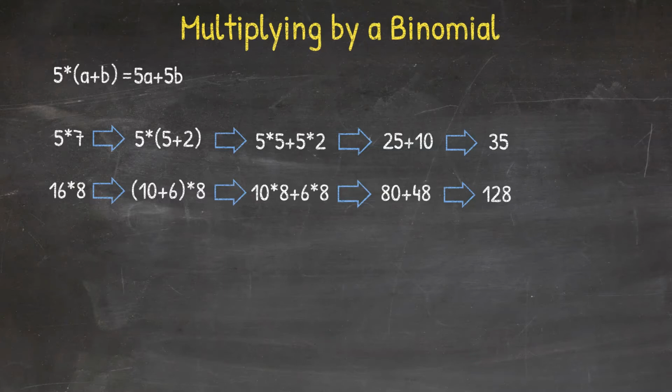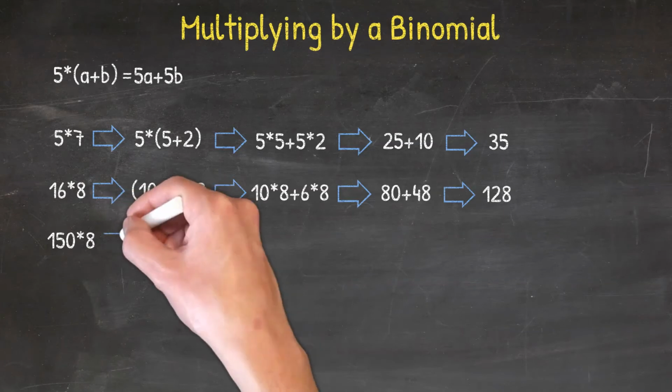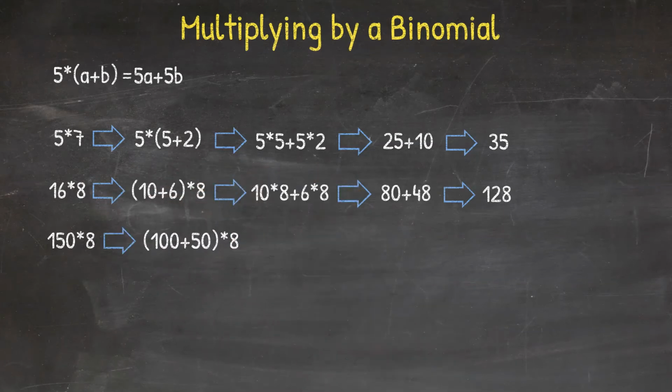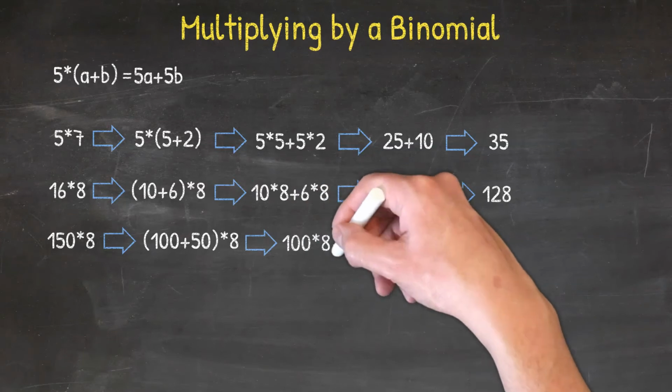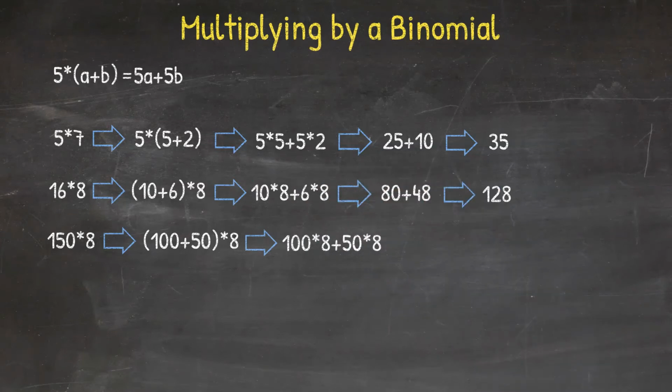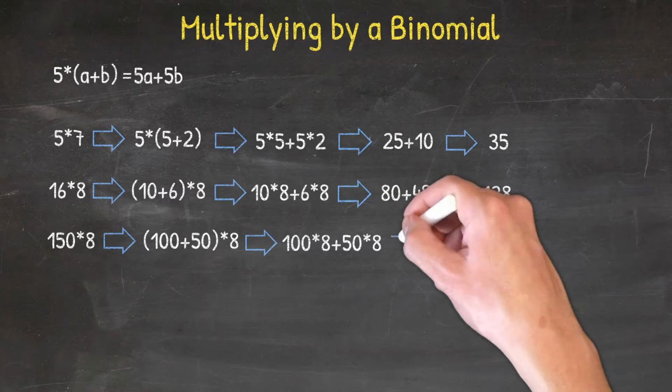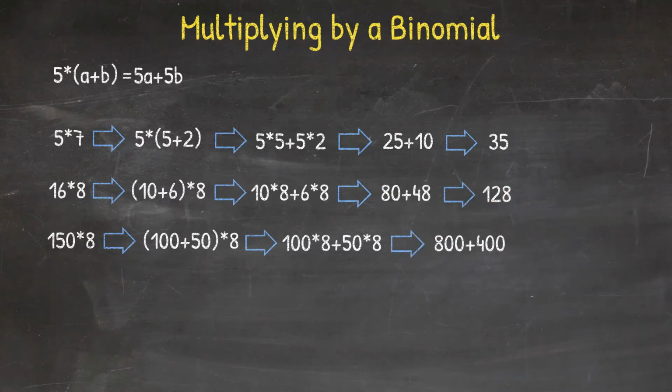And finally, let's look at a larger number, 150 times 8. Break down 150 into 100 plus 50. Both of these numbers are easier for us to comprehend than the full number 150. After breaking it down, we will multiply by 8, and we get 100 times 8, the first unit, and plus 50 times 8. So we multiply the second unit by the outside number. And as a result, we get 800 plus 400, and that equals 1200.